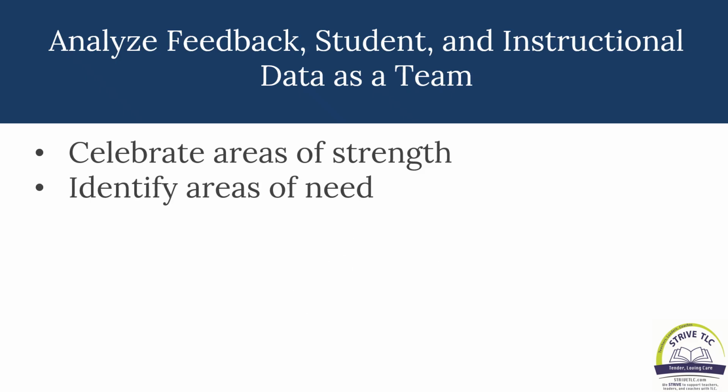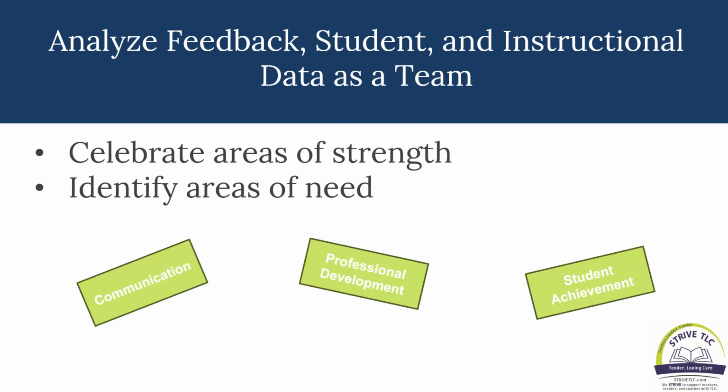Then identify areas of need. Strive recommends beginning with three categories. These will be determined as staff shares about the areas that they think we need to work on. Themes that are repeated should be areas of focus for teaching and learning priorities. Some examples might include communication, professional development, student achievement.